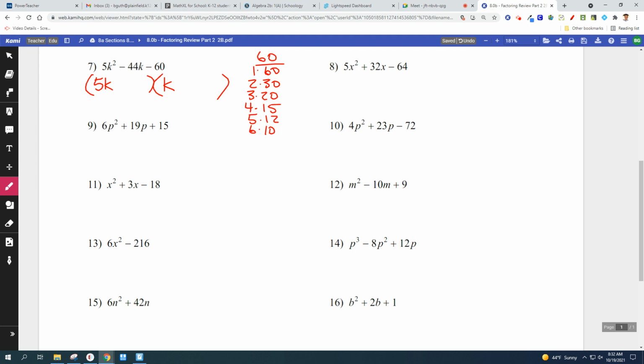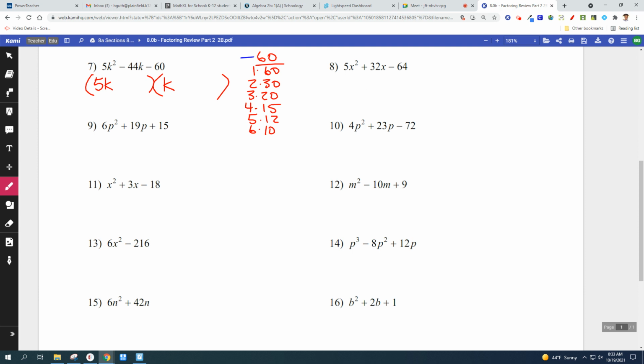Need to multiply one of the numbers by 5, and then they'll make a 44. Oh, wait, one of them's negative. This makes it harder. One of the numbers is negative. So multiply one of them by 5, and then they're going to add together to make a negative 44. No, I don't see it. 5 times. Does anybody see it?